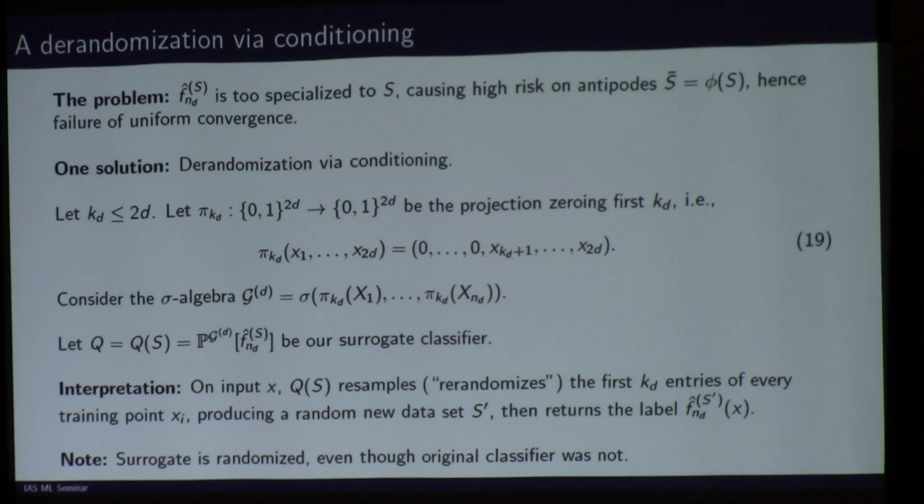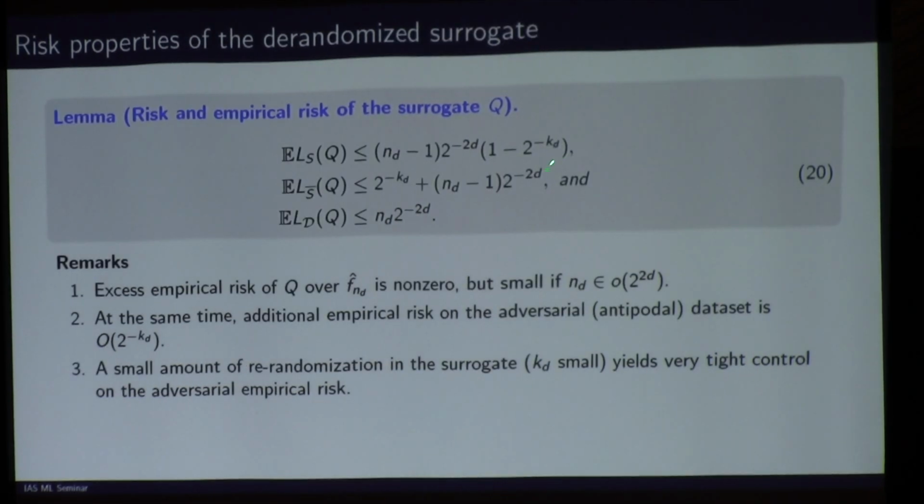And note, just to highlight, this surrogate is a randomized classifier. And what you can show is that the empirical risk does not go up too much. I've forgotten some aspects of the data, so if I were to forget too much, maybe my empirical risk would inflate quite a bit. But in fact, it's not the case. Actually, it is possible to design surrogates to have worse empirical risk on average than the original one, somewhat paradoxically. We thought that wasn't possible, but it's possible. So the empirical risk of the surrogate remains small. Importantly, the empirical risk on the antipodal data set remains very small, as long as you forget enough coordinates. And the risk of this thing remains small.